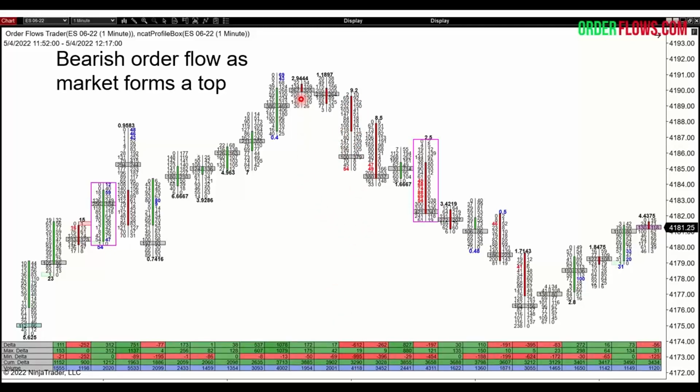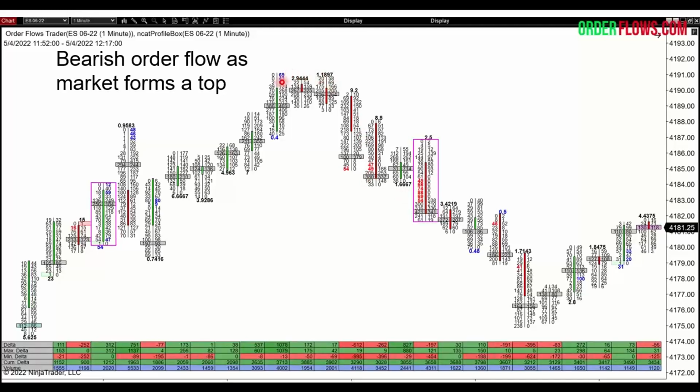Now, what other clues are there? The point of control, right? The point of control is the area with the most volume in a bar. And in a basic sense, it's thought of as sort of the fair value for that bar. So now you've got the fair value of the bar starting to move down. You have it peaking right here in this red candle. Then the next candle, it's lower. Obviously, the next candle is lower as well. Lower, 2 ticks higher, and then lower again. And even in this bar, you've got, what was that, 7 selling imbalances, okay?